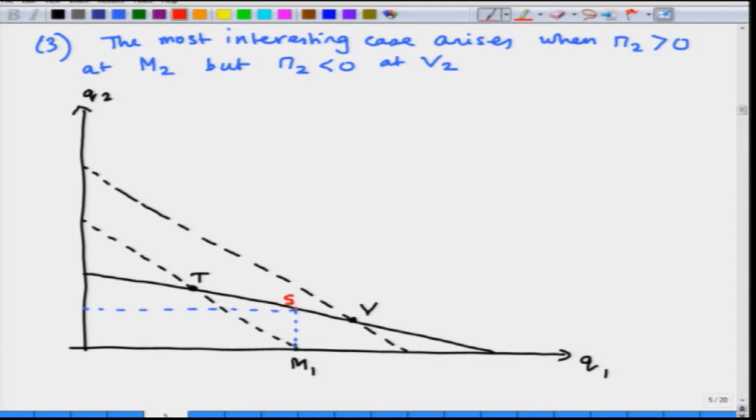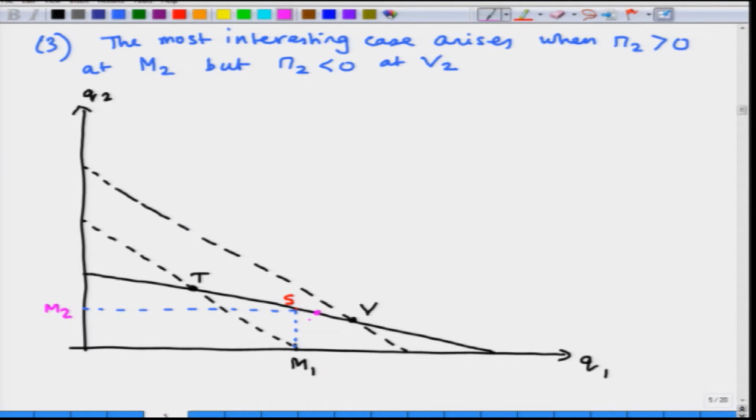So, let us say the B is some point which is here, right. So, let us say the B is somewhere here. The profit of firm 2 is positive at S, which is M2, and it is negative at V, which corresponds to a level of output at V2. Now, here essentially the incumbent has two choices. So, let us call this B to be some B star, right.